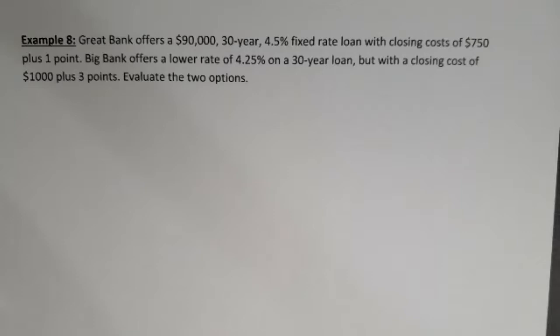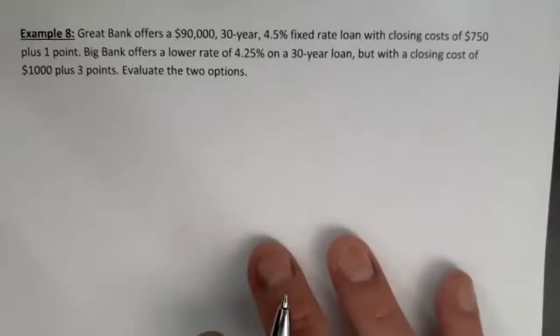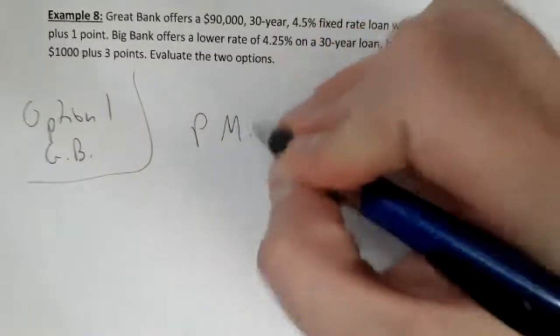Okay, so this again is one of those problems. It's probably not going to tell you everything, but it will give you some good numbers to talk about how much these things cost. So the first thing is option 1, or the Great Bank, right? I want to talk about option 1. So one of the things I want to talk about when I talk about my options is how much is my payment going to be?